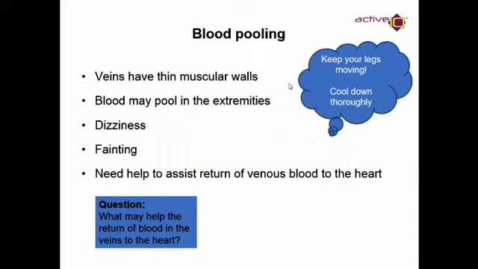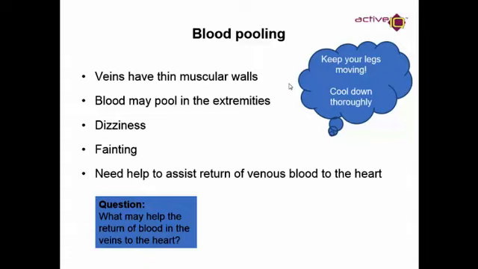And then just touching on that point again on blood pooling, it could be that you're doing a real intense workout and blood gets pooled in a certain area of the body. And what will happen if you're working with a client in that situation? They'll feel dizzy and faint. And what we need to do is assist the return of the blood to the heart. So we need to get it out of that pooled area, get it back to the heart so it can be pumped around the body.